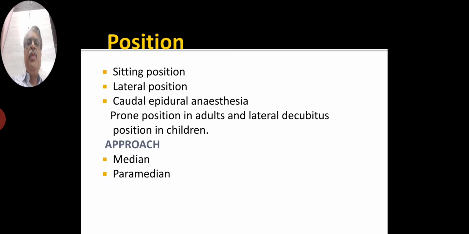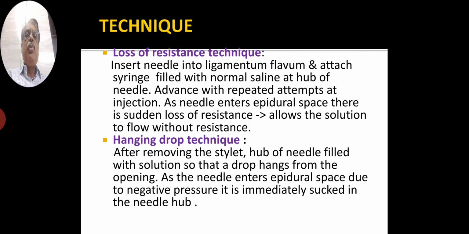Then the position in which epidural anesthesia is given. It is given in sitting position or lateral position. Caudal epidural anesthesia is given in prone position in adults and lateral decubitus position in children. What are the approaches? It can be given by median and paramedian approach.